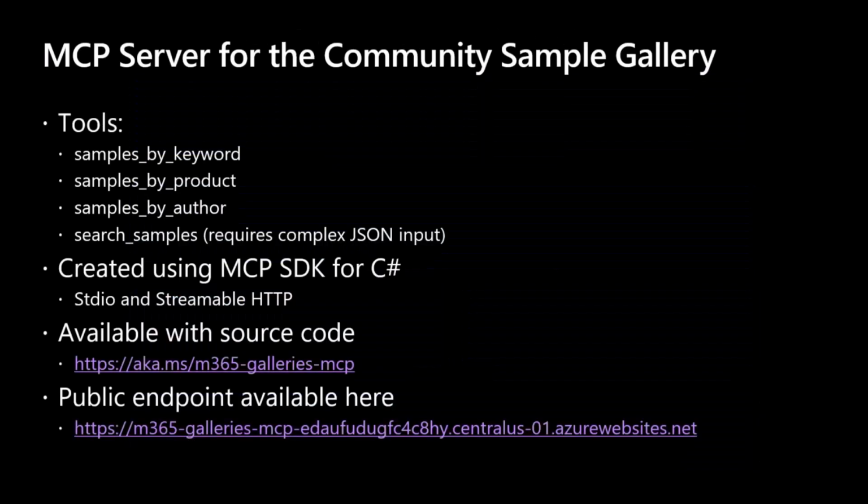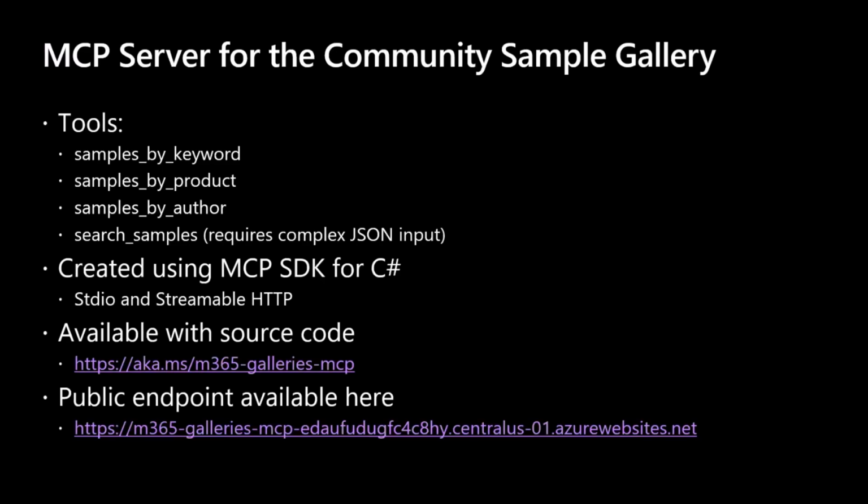And that's why from a community point of view, I decided to create the MCP server for the community sample gallery, which is right now providing 4 different tools. One is the sample by keyword. As you can argue from the name, you can use it to search for samples in the community gallery by providing a specific keyword to search for. Or you can use the sample by product, and you will search by product indeed, or sample by author, if you are interested in all of the samples created by a specific author.